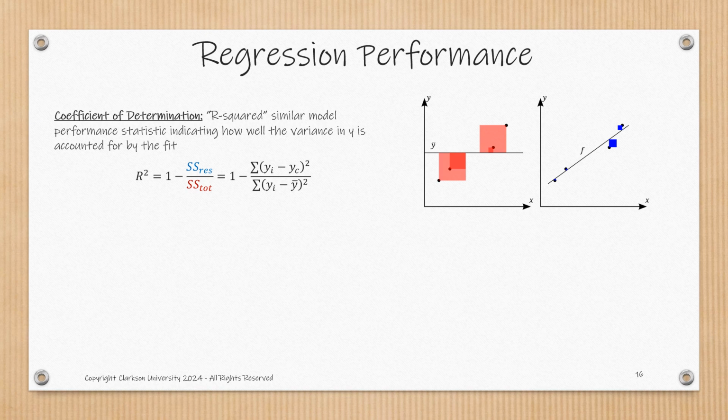SS sub res is the cumulative sum of squared errors depicted in blue, while SS sub tot accounts for the average value of the dependent variable, and it's depicted in red, with SS sub tot equal to the difference between each value and the mean, squared and summed up. In the best case, the model values exactly match the observed values, and there's no error, and that results in SS sub res equal to 0 and an R squared of 1.